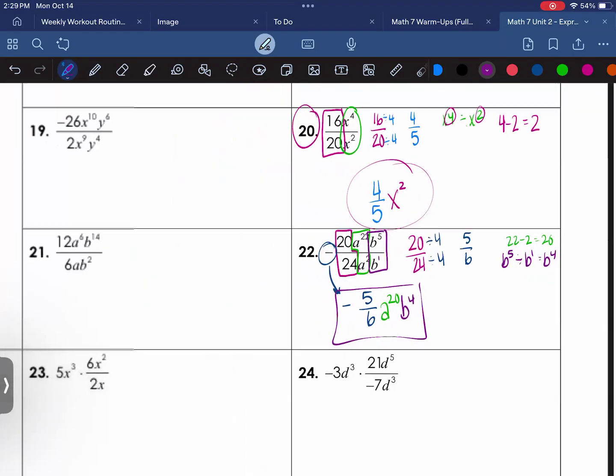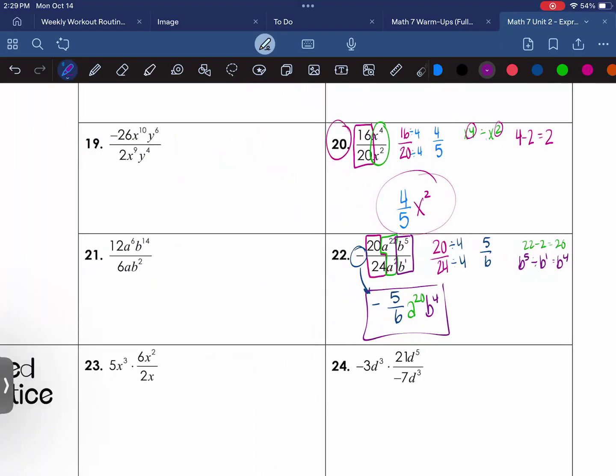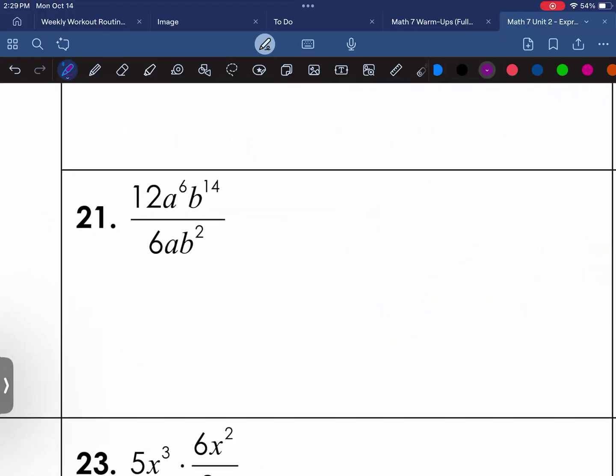That one is very similar to 21. So go ahead and try that one on your own. Pause here. All right, you should have tried number 21 on your own.